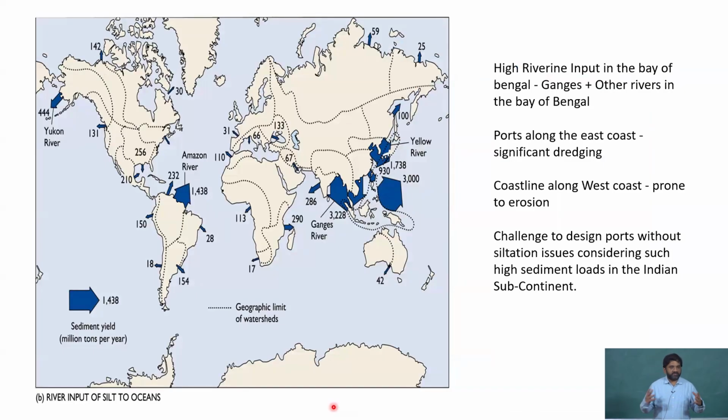Again, where these sediments come from, we should also improve our knowledge to understand why we face issues of siltation, or why we face issues of excessive dredging. We have some of the very high riverine inputs on our east coast. That is one reason why on the Indian coast it is always a challenge to understand these dynamics.